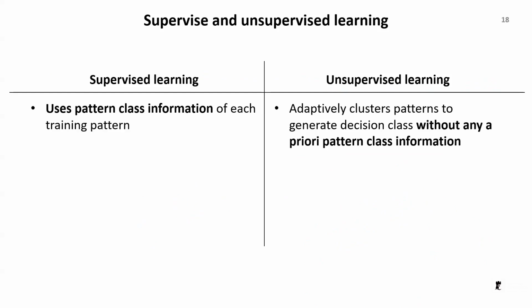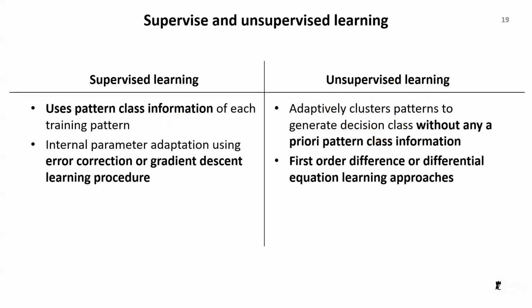Some differences. Supervised learning needs both the class and the input, but unsupervised learning doesn't need the pattern class. In fact, the pattern class is the output of the unsupervised learning. In supervised learning, you correct the error using the gradient descent approach. Usually in unsupervised learning, you use a first order differential equation learning approach, a different type of approach.